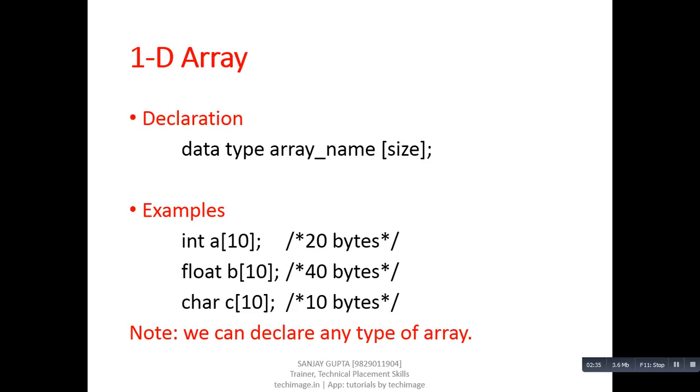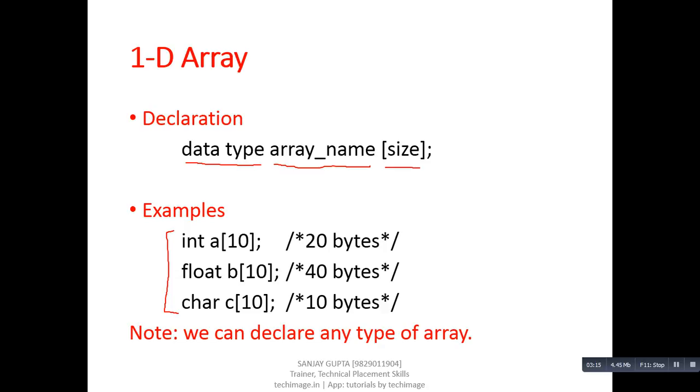So starting with 1D array, first we have to understand the declaration. In this declaration, first we have to use the data type. After the data type, we use the name of the array, and inside square brackets we have to specify the size of the array. We can understand this declaration with the help of these three examples. Here the first statement is int a[10], second is float b[10], and third one is char c[10].